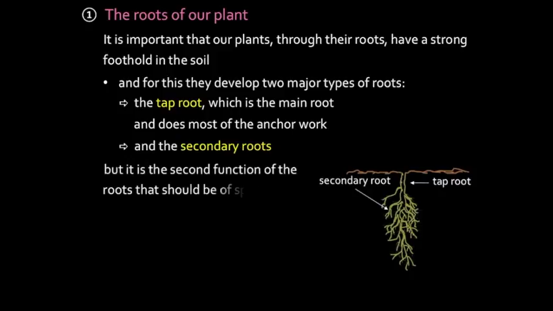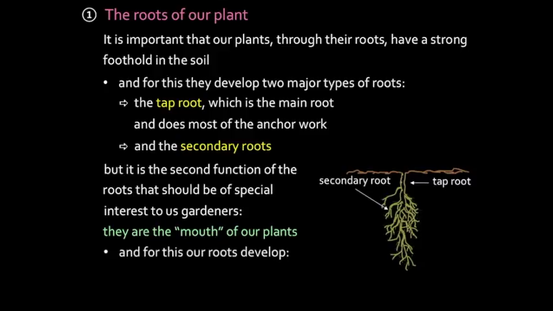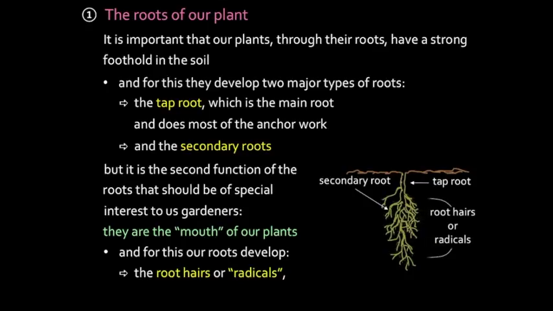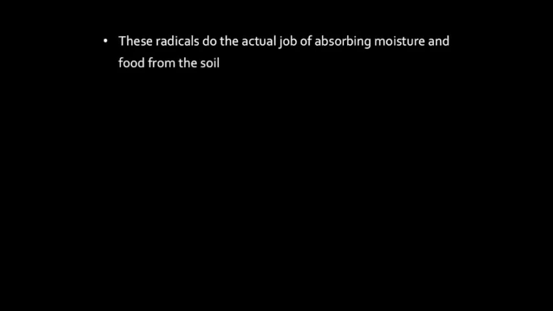But it is the second function of the roots that should be of special interest to us gardeners. They are the mouth of our plants. And for these, our roots develop the root hairs or radicles, which are very fine and can hardly be seen by the naked eye. These radicles do the actual job of absorbing moisture and food from the soil.